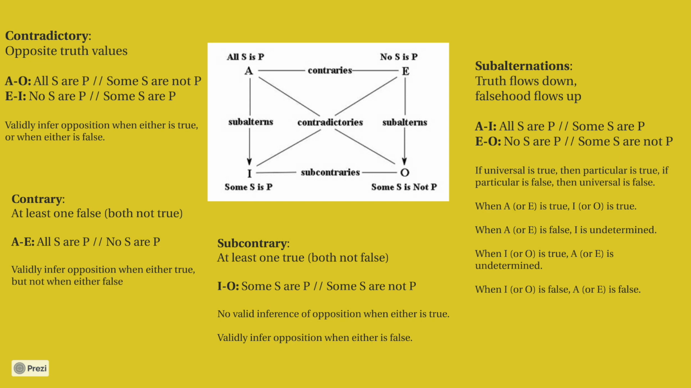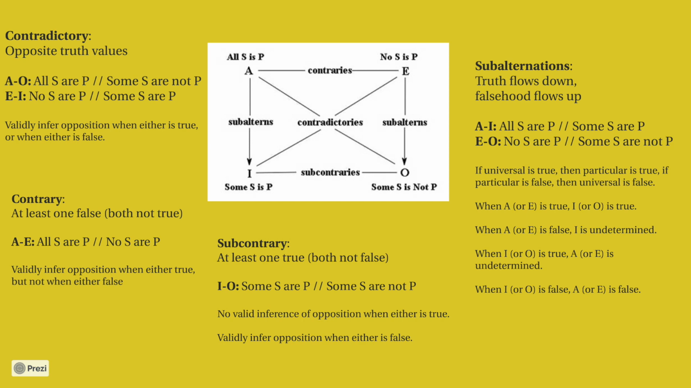However, if the particular case gives us reason to doubt that a particular thing is the case, then logically we may infer that its universal form is also false. So these are the four relationships between our four forms in Aristotle's square of opposition.